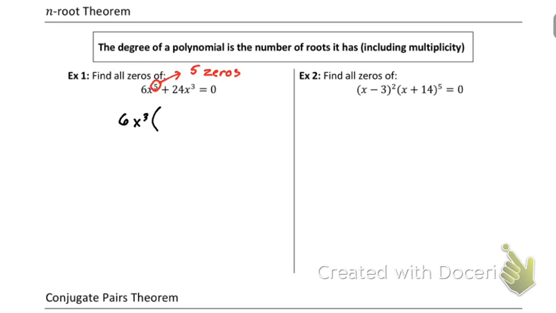Now we have 6 divided by 6 would give me 1. I'm not going to write 1. x to the 5th divided by x cubed. When we divide, we subtract. So it's 5 minus 3 gives me x squared. Plus 24 divided by 6 is 4. x cubed divided by x cubed is just 1. So we just have that.